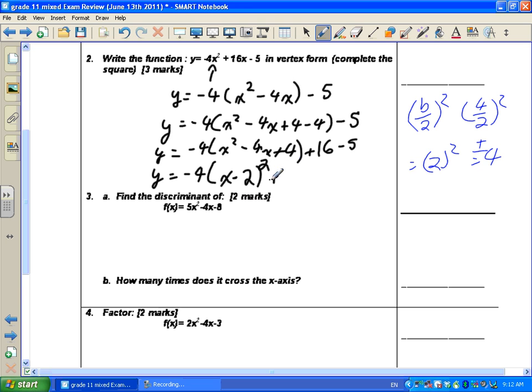And finally, plus 11. And that is your vertex form. We have our A, H, and K, if you notice. We're in vertex form. So we changed standard form to vertex form.